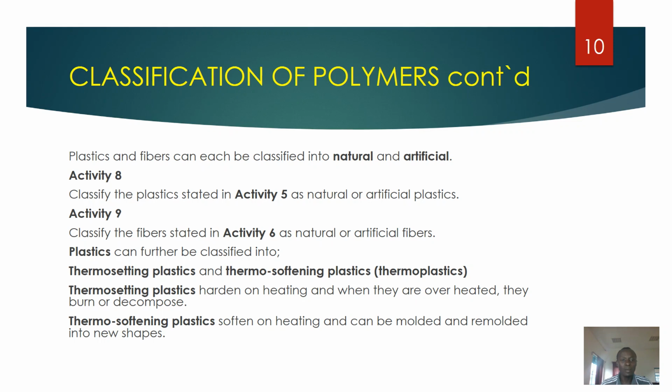There are also plastics we call thermosoftening plastics or thermoplastics. These ones soften on heating and can be molded and remolded into new shapes. So, for example, these normal plastic cups or plates, when you heat them, they melt. For example, a jerry can, when you heat it, it will melt, and then you can make it into any shape you wish. That's the distinction between those two.